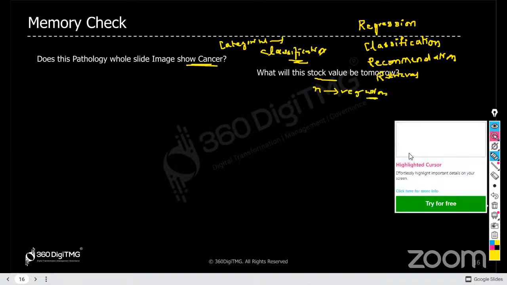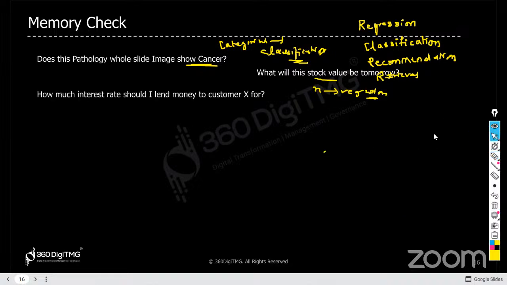And what is the next question? How much interest rate should I lend money to customer X for? So money, interest, everything is a number. So number is nothing but what again? That is a regression problem. Numbers come under regression problems. Categories come under classification problems. When you have a pool of options, and we are preferring one based on user preference, that is called a recommendation problem.